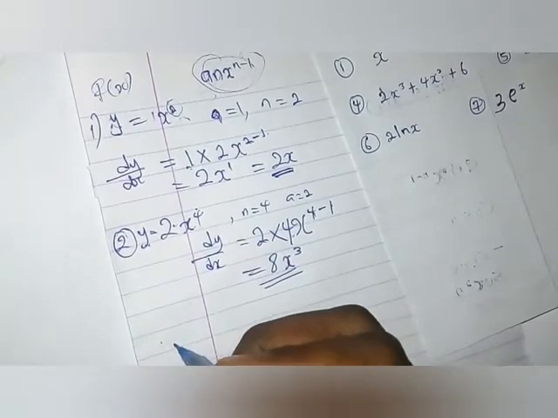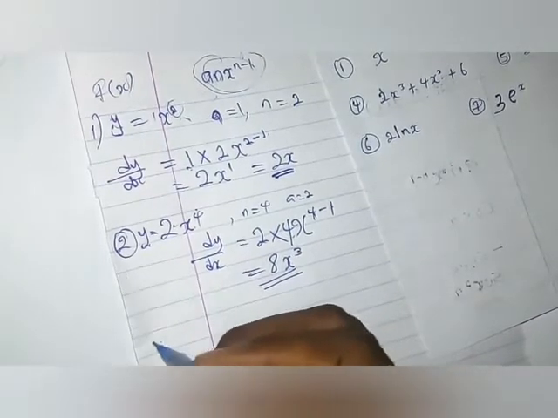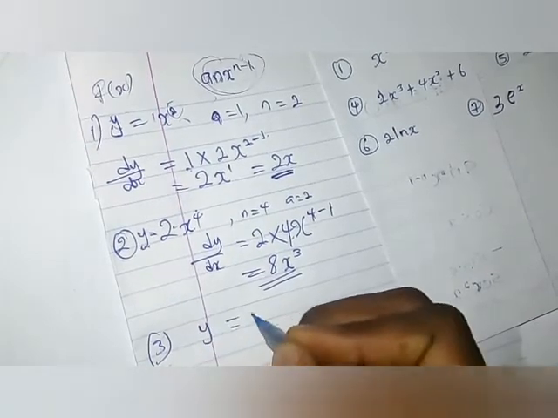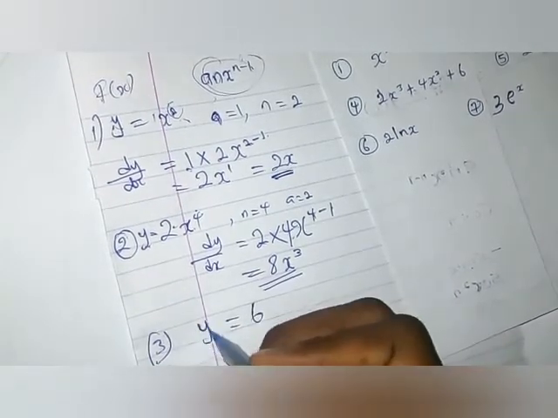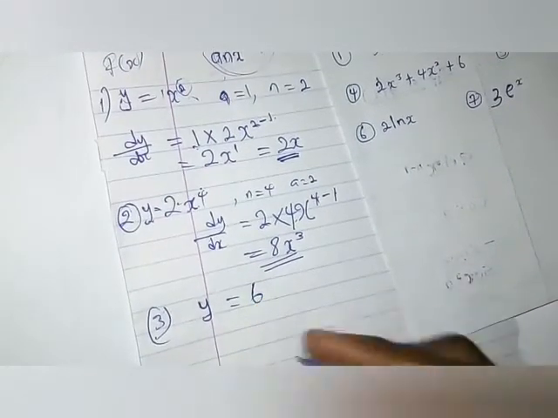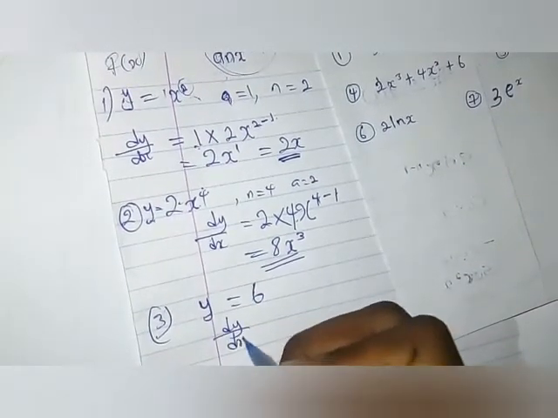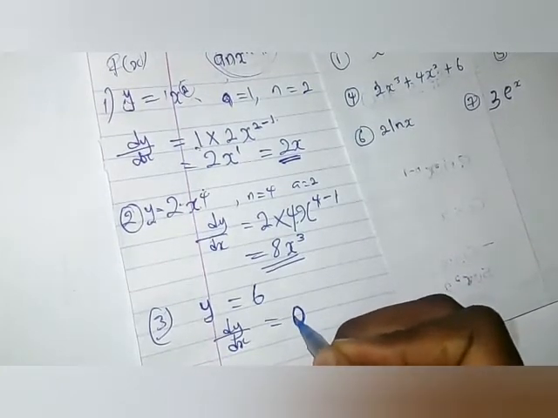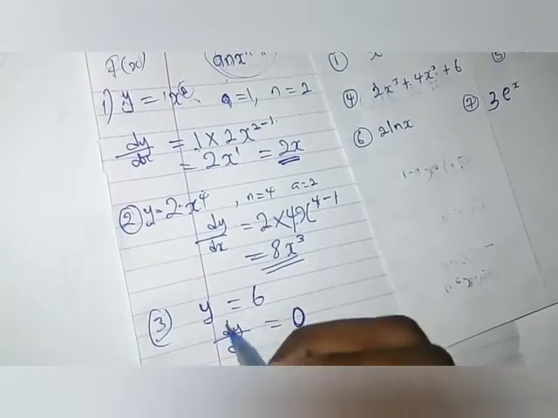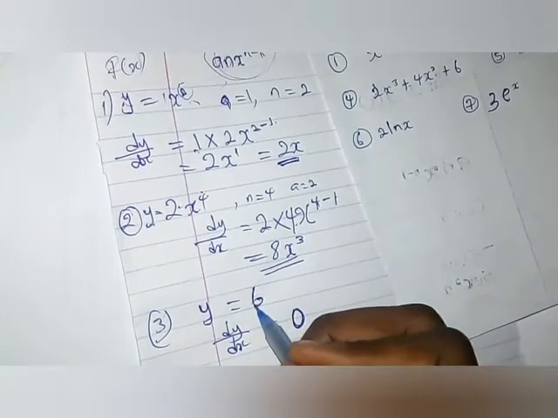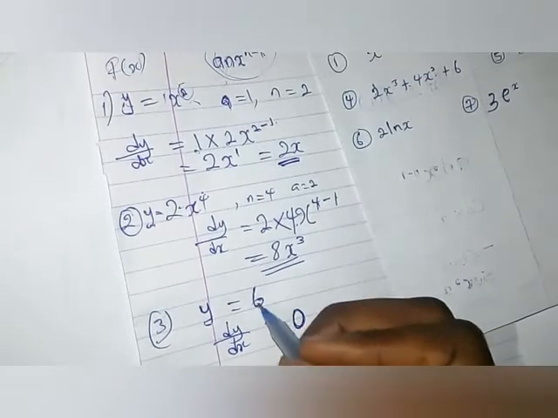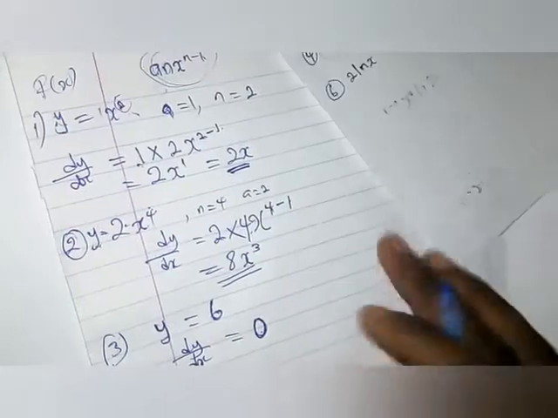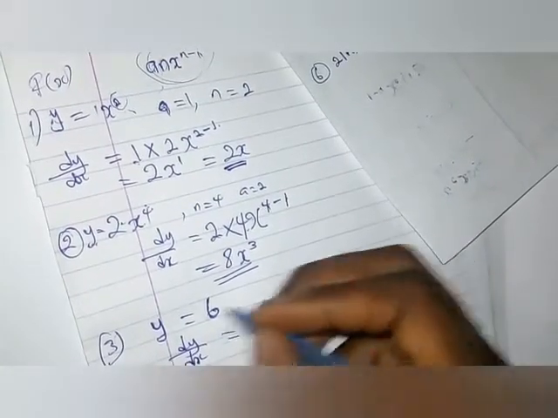I have my next question, number 3, y equals 6. I'm asking about a function which is a constant. The derivative dy/dx of any constant is always 0. The derivative of any constant, say 10 or any other, is 0, since there is nothing to differentiate it with.